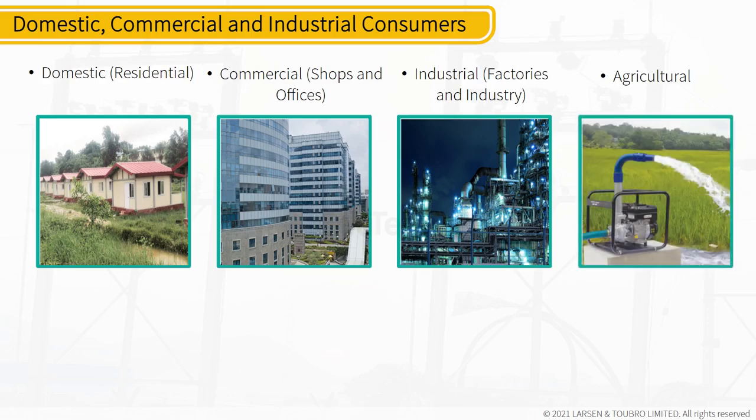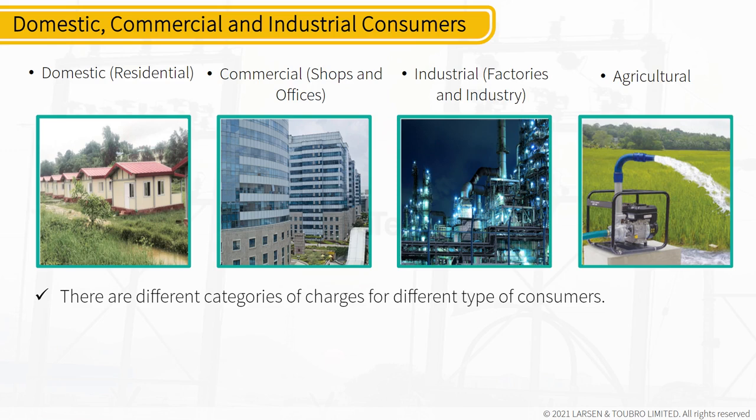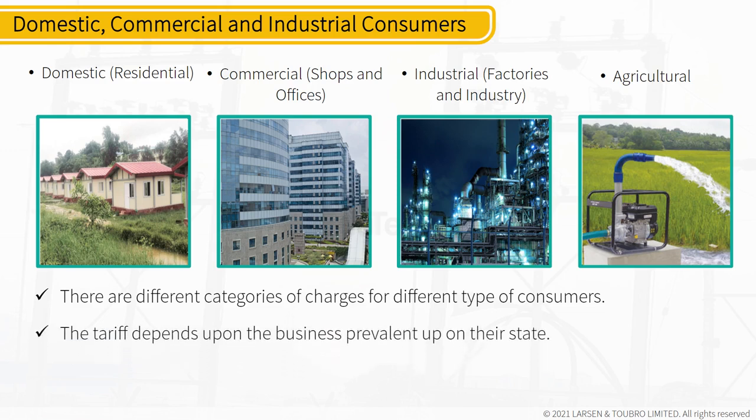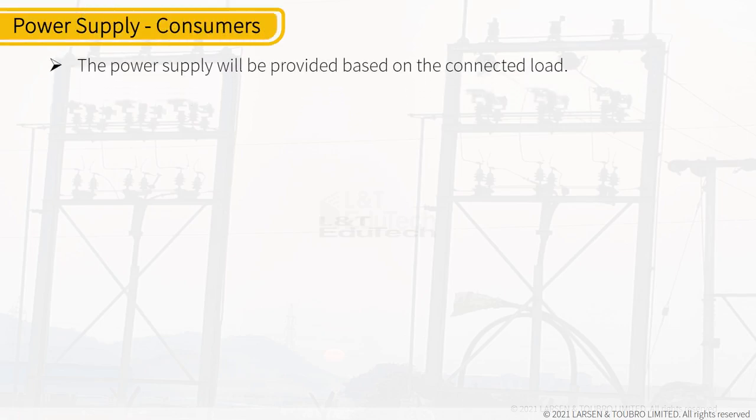The energy is charged by the distribution companies. There are different categories of charges for different types of consumers. Each state has its own categories and tariff structure. The tariff depends upon the business prevalent in their state. The power supply will be provided based on the connected load.